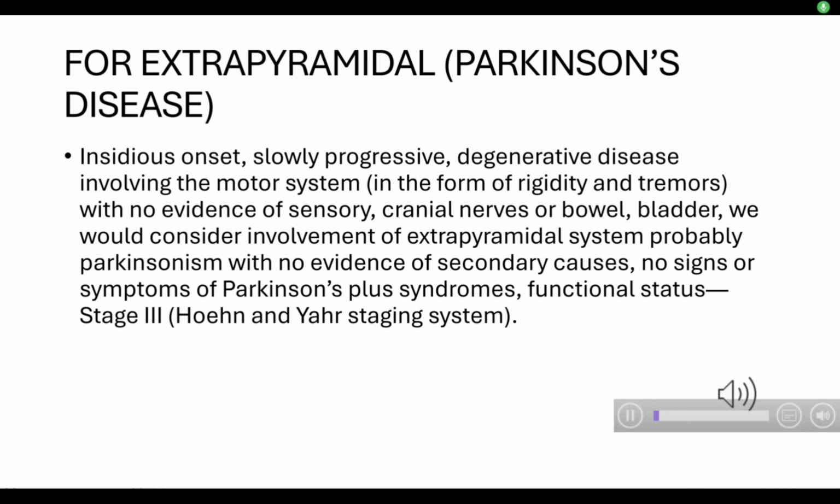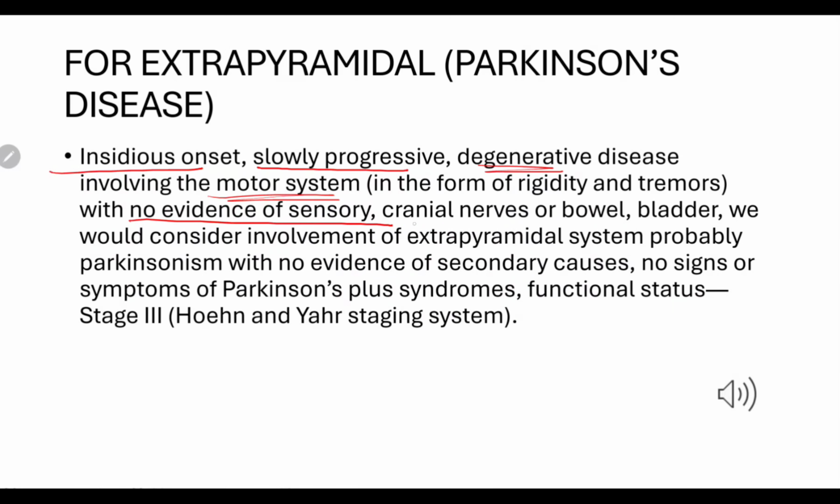For an extrapyramidal disease like Parkinson's disease, you can say insidious onset, slowly progressive, degenerative disease involving the motor system with no evidence of sensory, cranial nerves or bowel bladder. We would consider involvement of extrapyramidal system, probably Parkinsonism, with no evidence of secondary causes, no signs or symptoms of Parkinson plus syndromes, functional status stage 3, Hoehn and Yahr staging system.